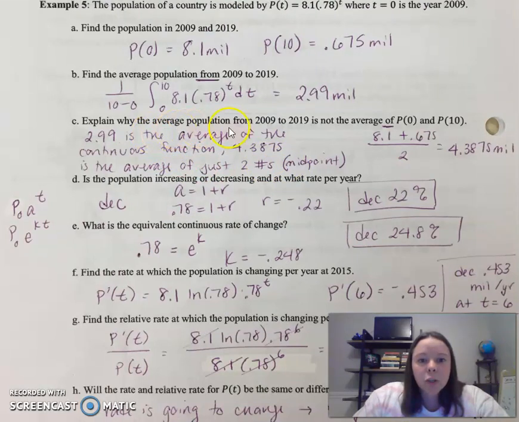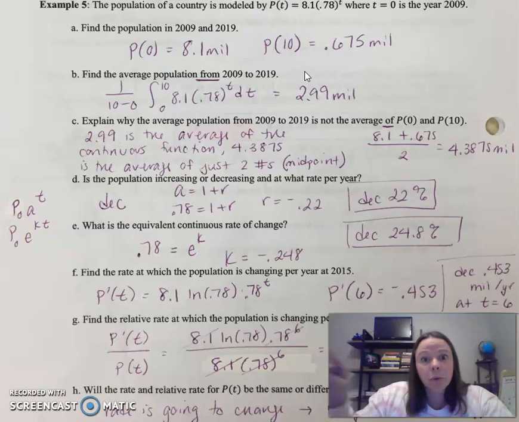Now explain why the average population from 2009 to 2019 is not the average of your endpoints. Okay, so here I put this is the average of the continuous function. That's what we found here in part B. Whereas if you just took the two endpoints, added them together and divided by 2, you get a drastically different answer. Okay. So this is just the average of two numbers, whereas part B is taking the average of all of those values from endpoint to endpoint. So you're getting a much better answer with the average value.